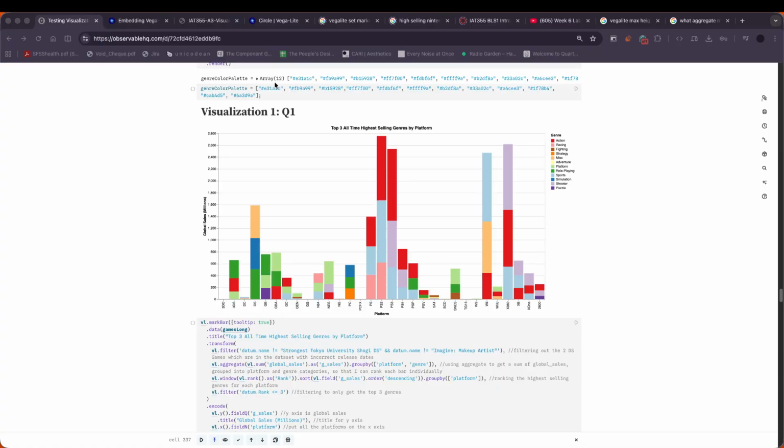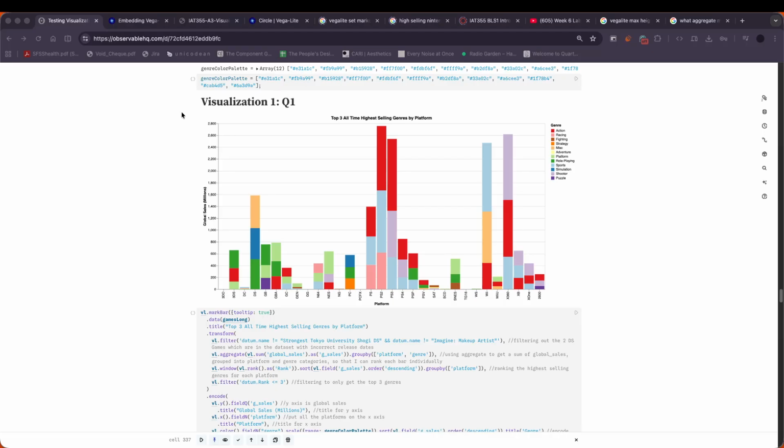First, I have a genre color palette up here that I used to encode genre in multiple of my visualizations. So first we have visualization 1, which is essentially what were the most successful genres for each platform. I just wanted to see what the top 3 all-time highest selling genres were. Here on the y-axis we have global sales, on the x-axis we have platform.